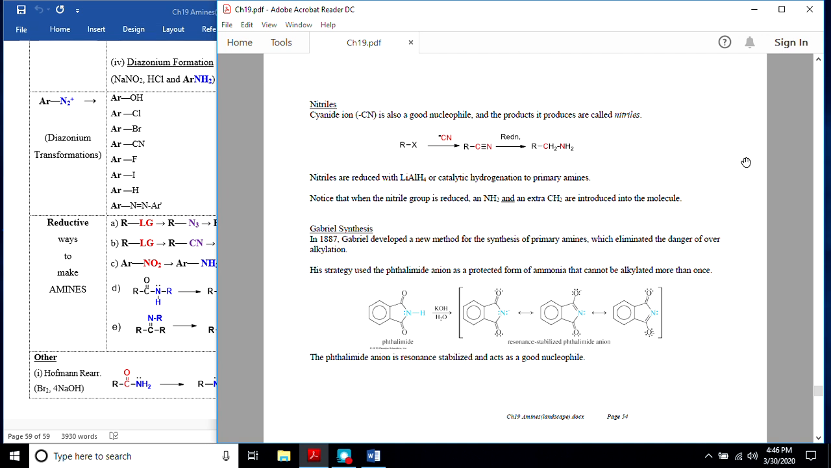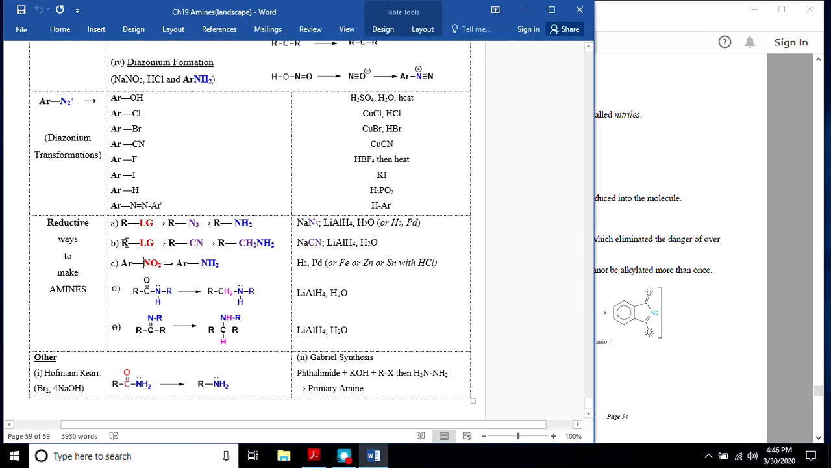A similar type of thing is to use cyanide as your nucleophile. So our general strategy is the same. Starting material has a leaving group. That leaving group gets replaced by a nucleophilic substitution, producing now this nitrile. That nitrile has a nitrogen, so you reduce that and you end up with an amine. In this color-coded example, notice that we've now introduced an extra carbon and a nitrogen. So both the carbon and the nitrogen get reduced.